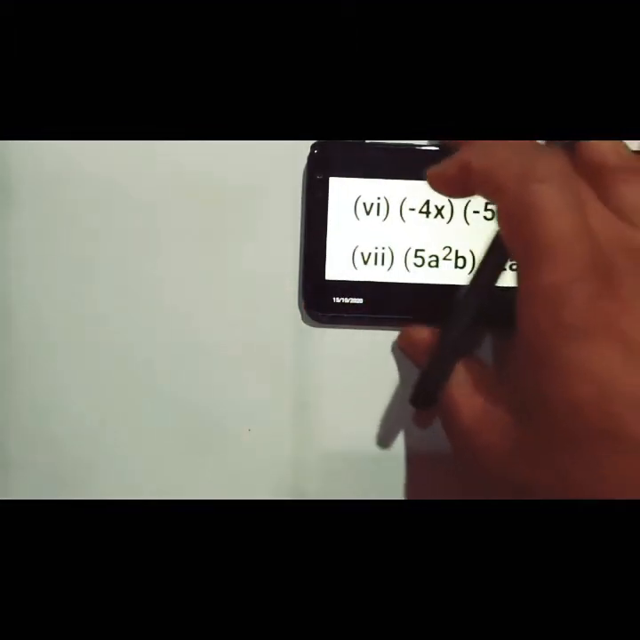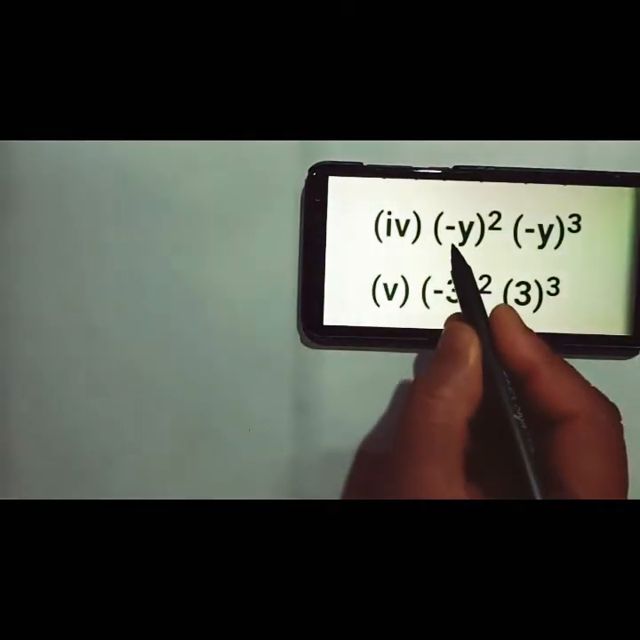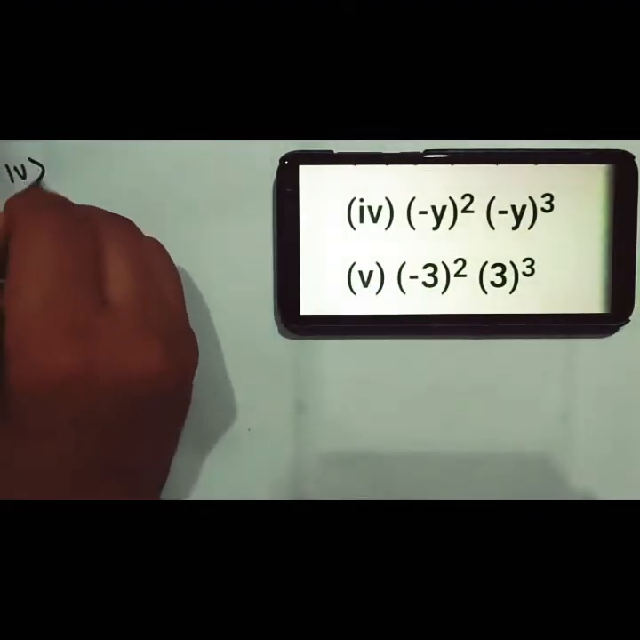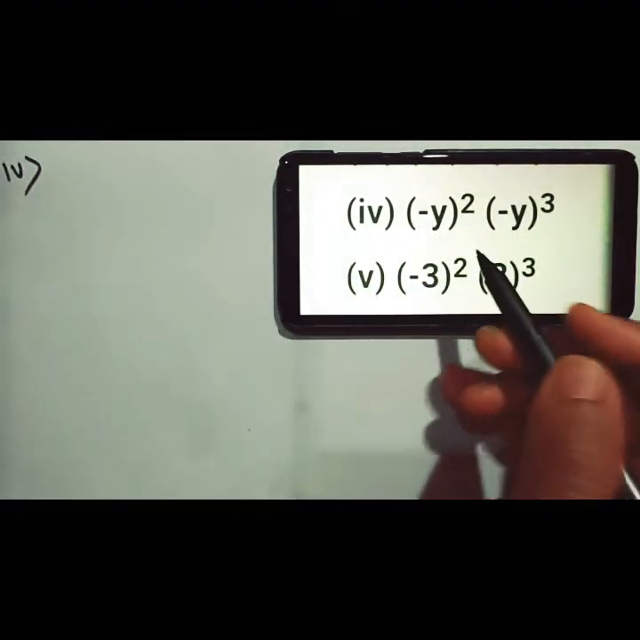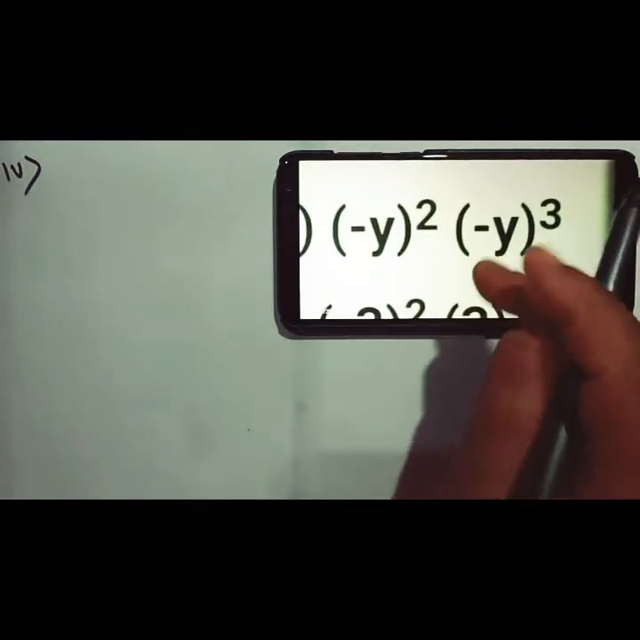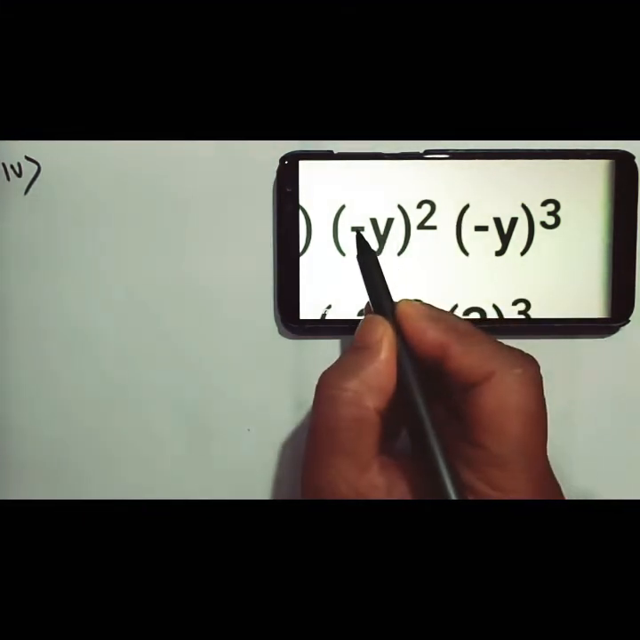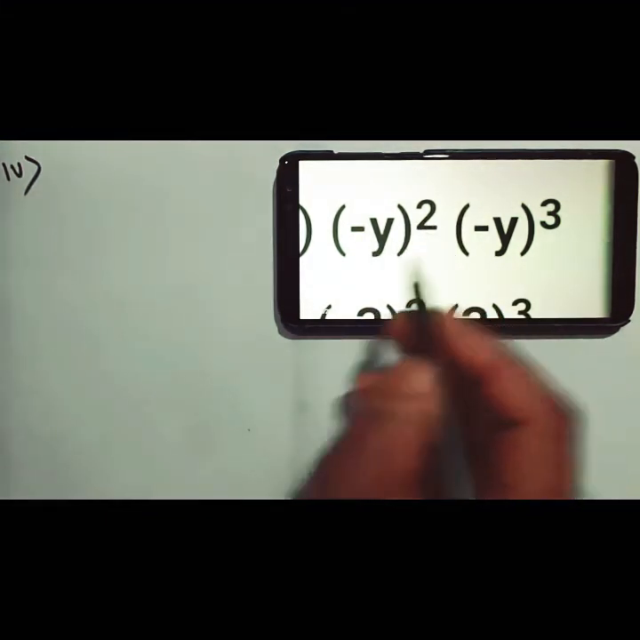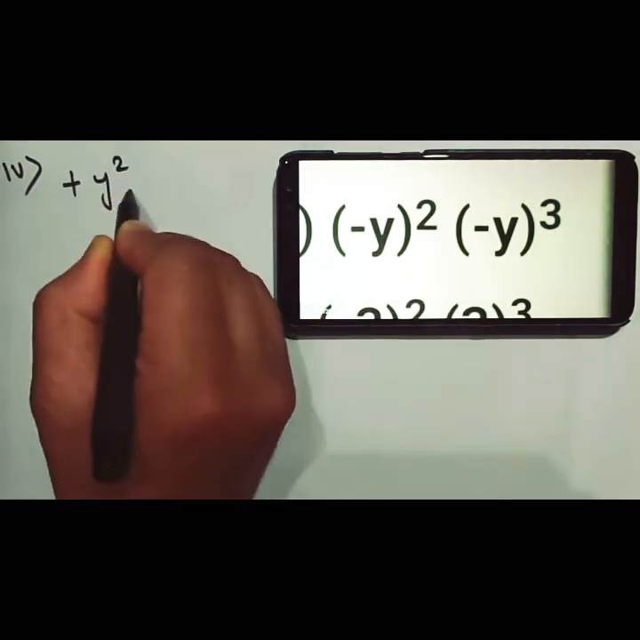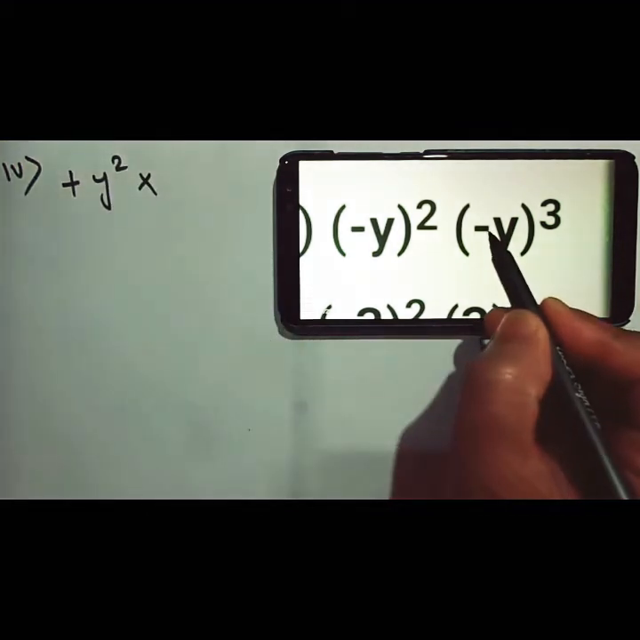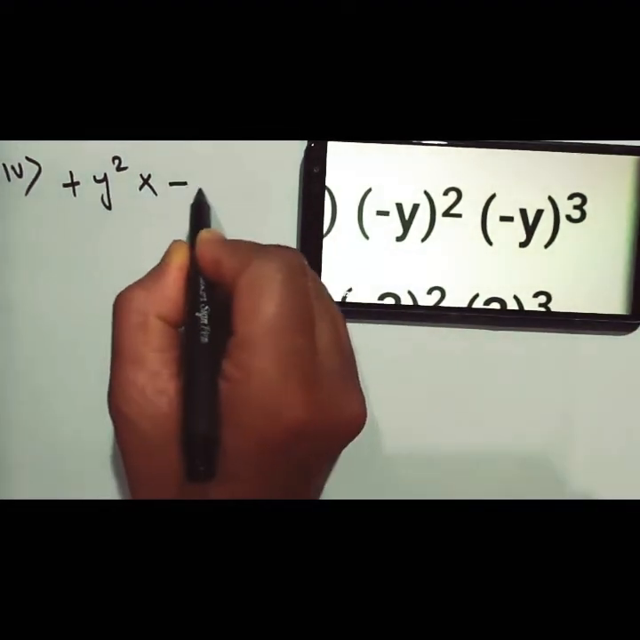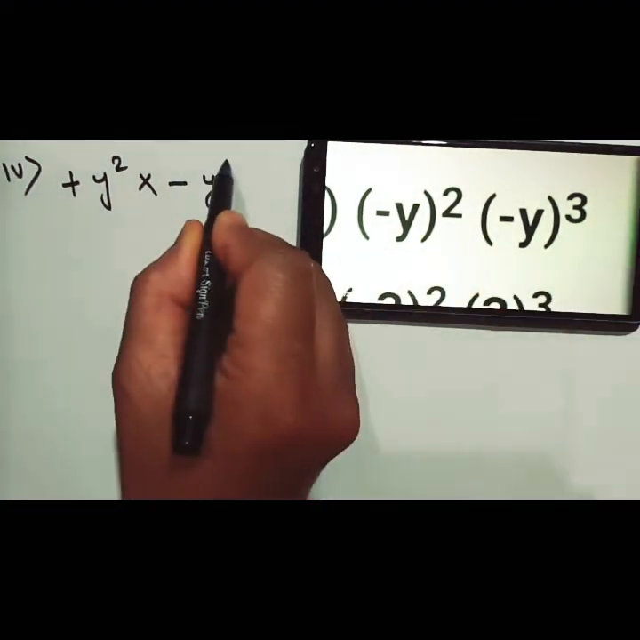Here, similarly, in number 4 we have minus y square. Once again, let us see, in number 4 we have minus y square. Therefore this 2 belongs to minus also, and this 2 belongs to y also. So minus raised to the power 2 will get a positive value. Y square multiplied by minus raised to an odd power will give you minus y to the power 3.